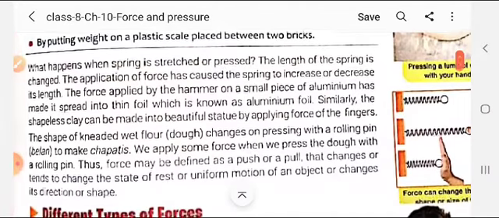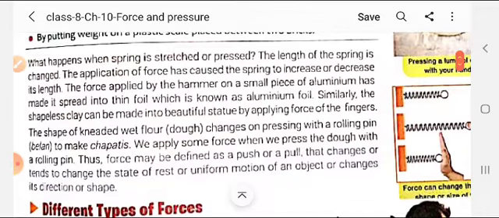The force applied by the hammer on a small piece of aluminium has made it spread into a thin foil.